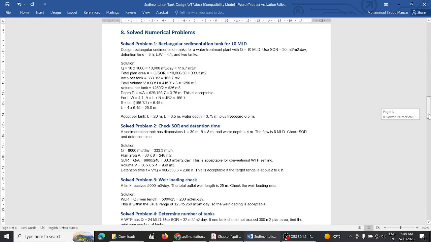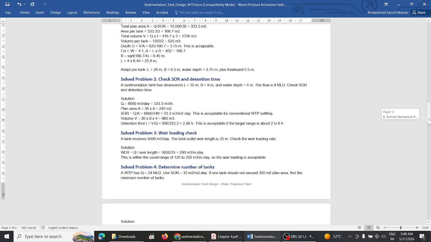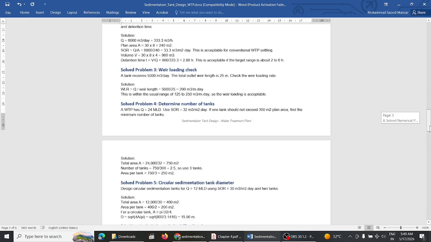Then we will find the volume, and then we will find the detention time. Now this is the amount of water the tank receives. The weir loading rate is equal to Q upon weir length. So this is again acceptable, lying from 125 to 250. Now this is again the Q.